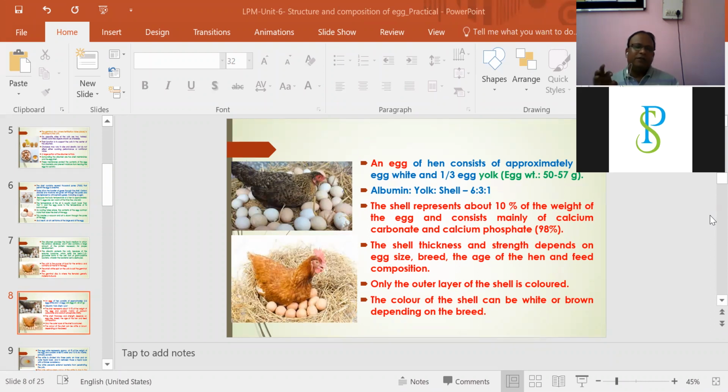There are consumers who prefer more colored eggs, as they think that colored shell eggs are more nutritious than white shell eggs. But you see that it is genetically dependent, depends on the genetics of the bird. So there is no difference in the nutritive value of both types of eggs.